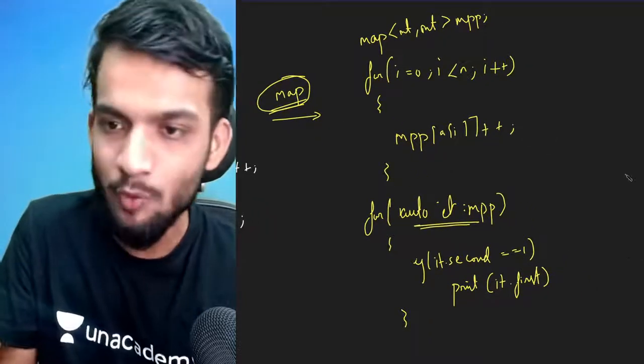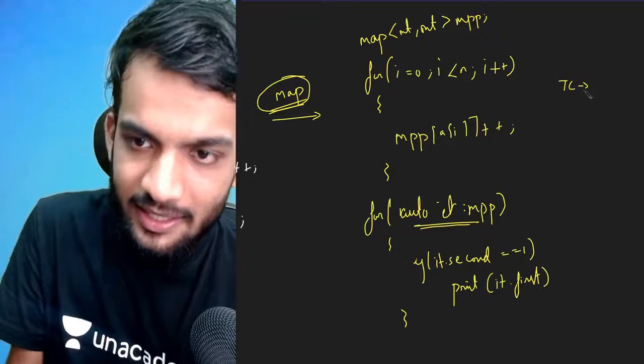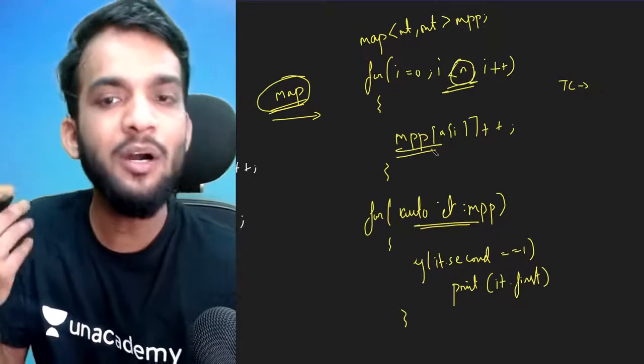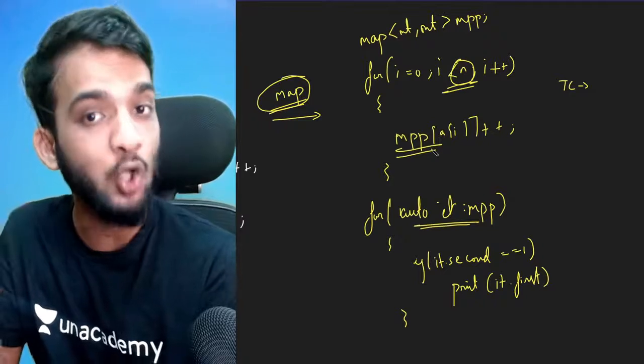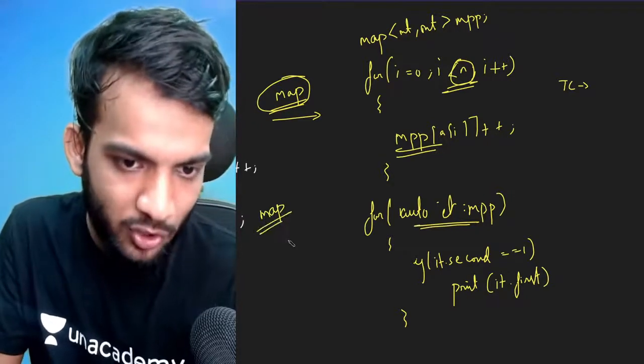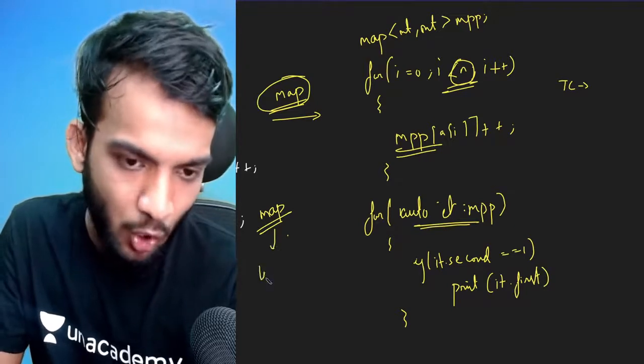So can I say the time complexity is indeed n and a map? If you remember, if you use a map data structure, it takes log n. Remember this, guys, from that class? If you use a map data structure, it takes log n.